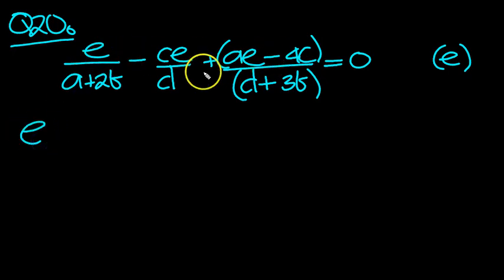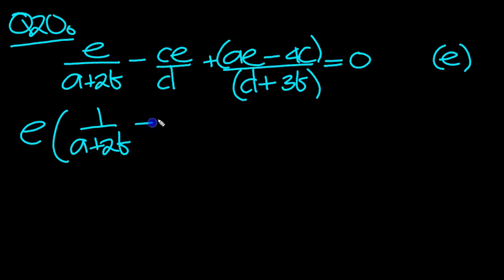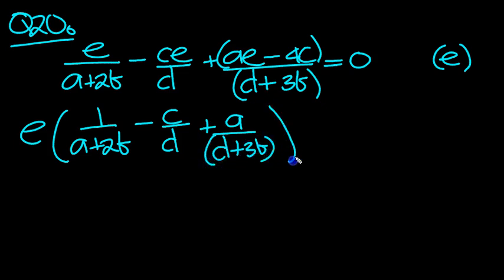Take an E outside the bracket for these three terms, right? And you're just going to have 1 over A plus 2B there. Here you're going to have minus C over D, aren't you? And this fraction here, we can split up. It'll be AE over this. And take the E outside the bracket and it'll be plus A over D plus 3B. There we go. Now I'm going to close the bracket.